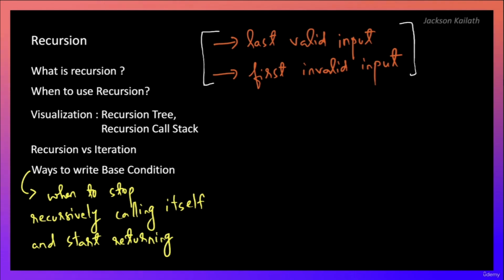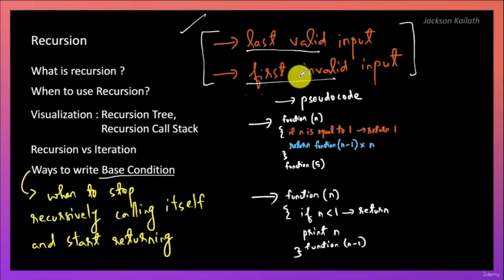But again, the point I'm trying to make over here is that to identify the base condition, don't try to visualize the whole recursive sequence, but rather just think of the last valid input or the first invalid input. Now let's take two examples to understand what I'm talking about over here. So over here we have two pseudocodes.